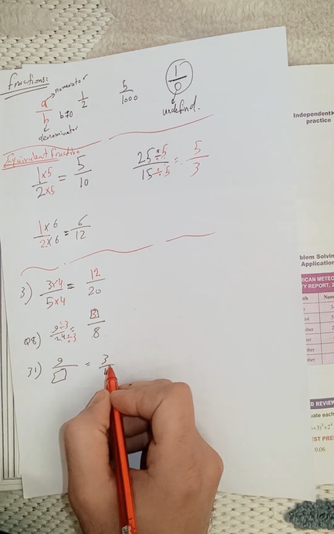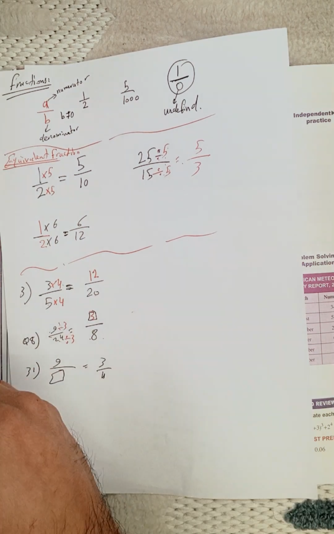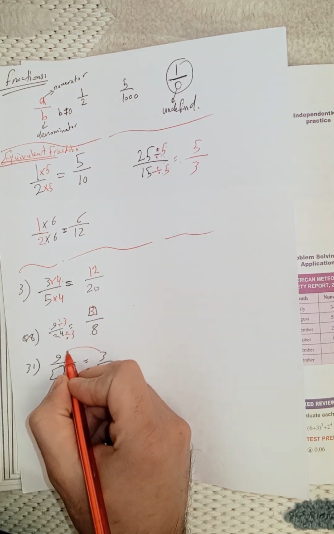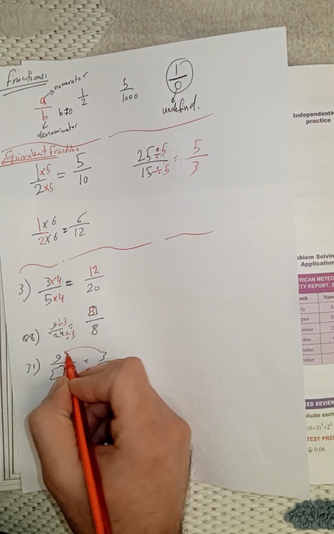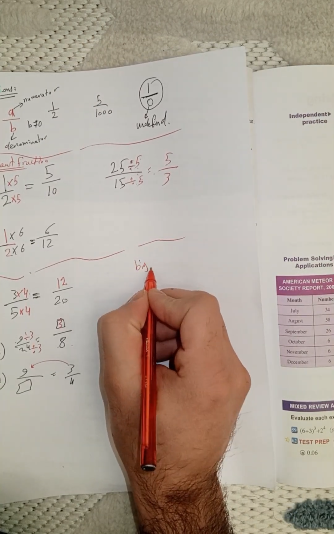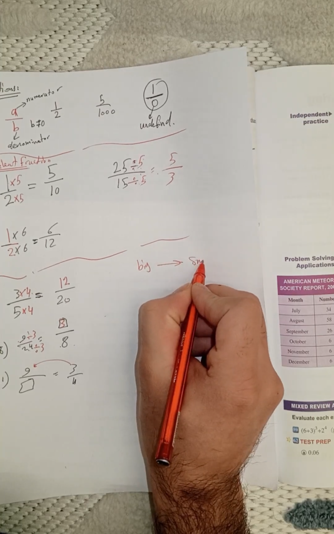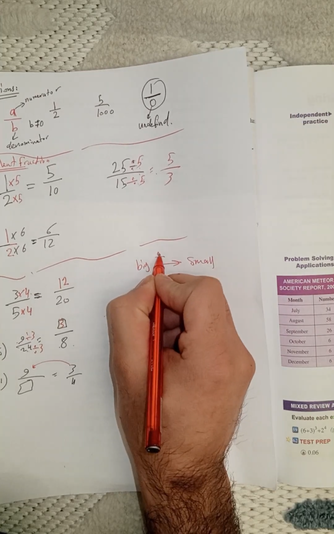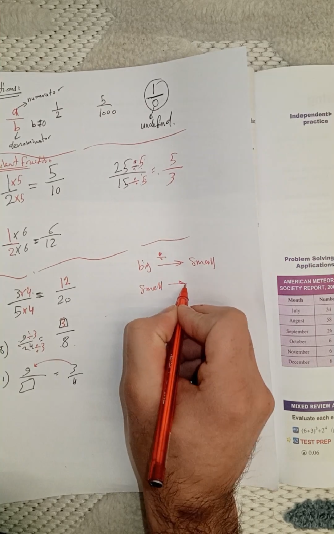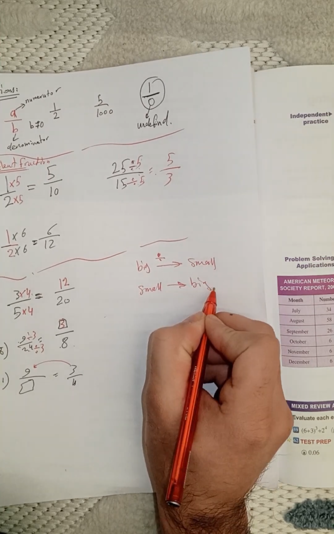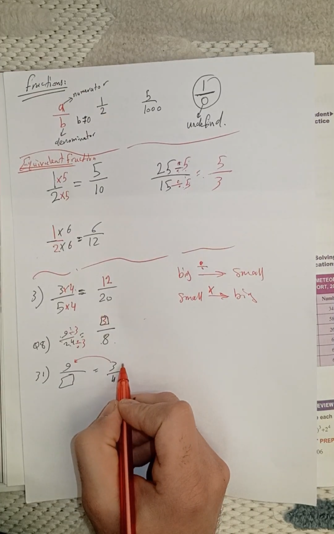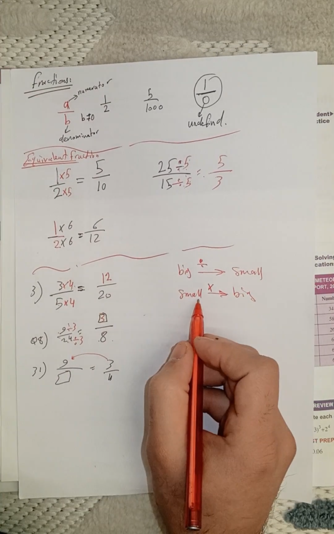We're gonna go to the missing number side. Okay, so 3, how does it become 9? By divide or multiply. It's very clear: big number to small number is divide, and small number to big number is what? Multiply, right? So this one, small number to big number, is multiply.